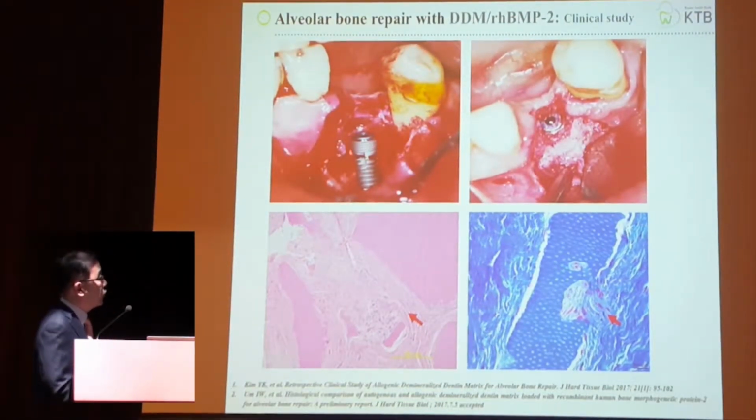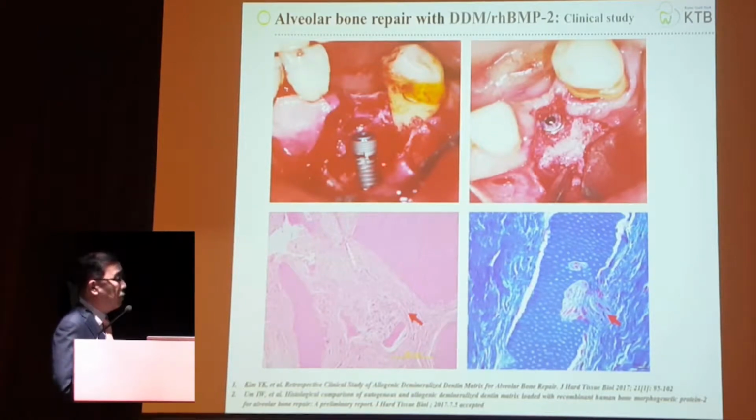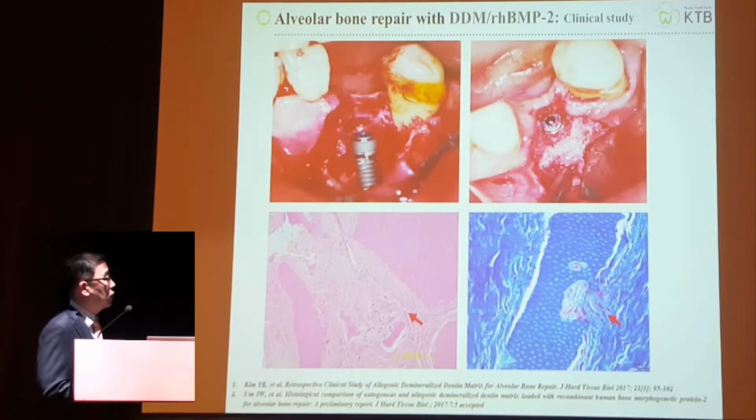So you can see a huge alveolar bone defect around the implant that needs augmentation, and so BMP was packed into the lingual wall along the labial wall. And 6 months later, newly formed, well-organized bone was found around the implant.